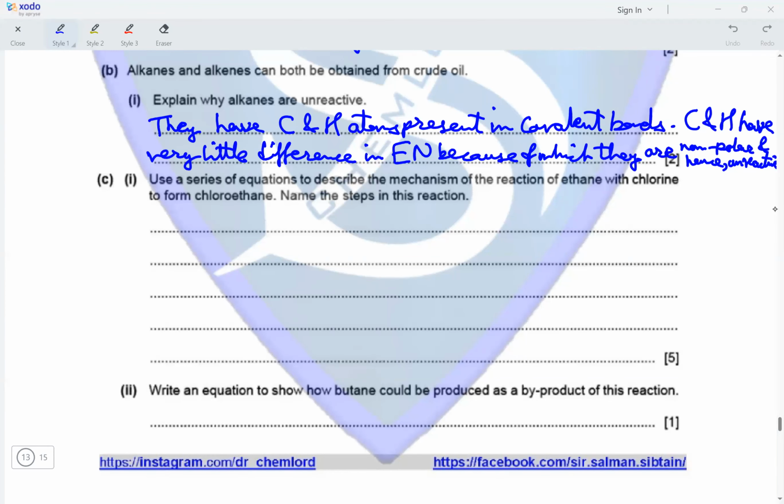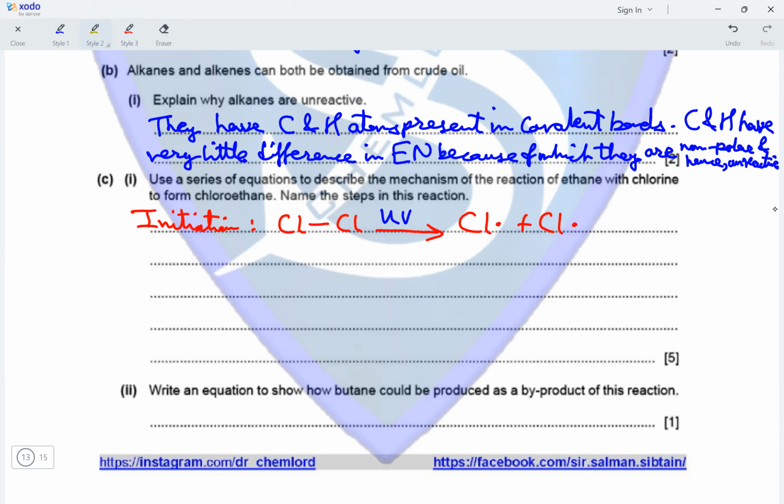Use a series of equations to describe the mechanism of the reaction of ethane with chlorine to form chloroethane. Name the steps in this reaction. So this is the free radical substitution chain reaction mechanism. The start of this mechanism involves a step called initiation, in which we have a chlorine molecule subjected to UV light, and this results in the formation of two chlorine free radicals. This is the initiation step.